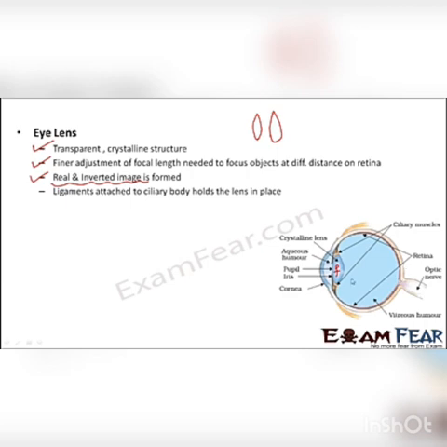And how is this lens located in one place? Who decides or who controls the location of the lens? That is controlled by the ligaments which are attached to the ciliary body. So if you see, the lens is attached to ciliary muscles on both sides. These actually help to keep the lens in one position.